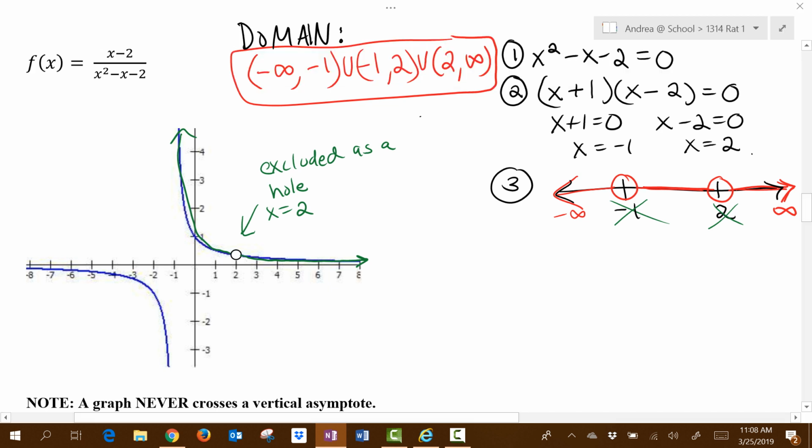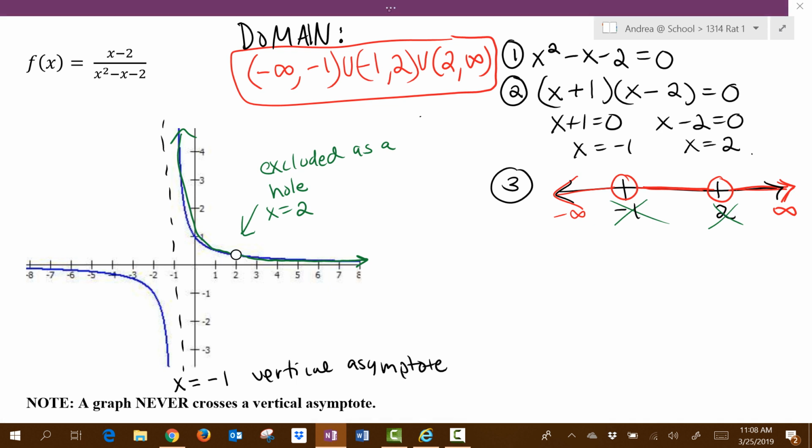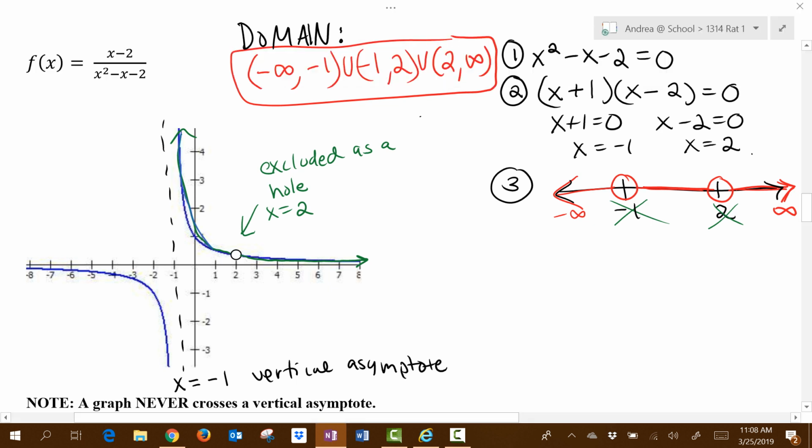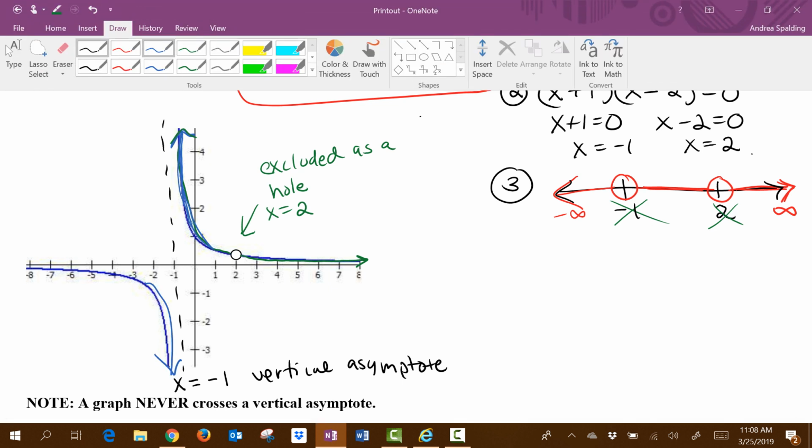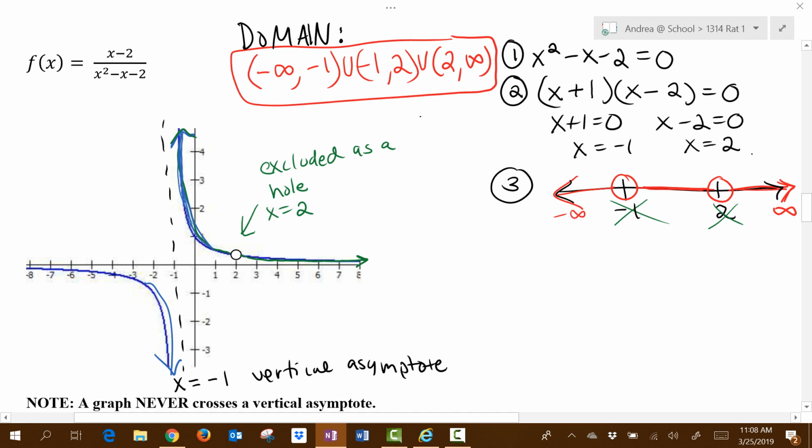However, at x equals -1, it looks like we have a vertical asymptote. So we have that dotted vertical line that is separating the graph into two totally separate pieces. And we notice that on either side of that vertical line, the graph starts to go vertical. So as we get close to x equals -1, the graph goes parallel, or starts to go vertical along that vertical line. So there are two possibilities for how an x value can be excluded from the graph. It can be excluded as a vertical asymptote, or that x value can be excluded as a hole.